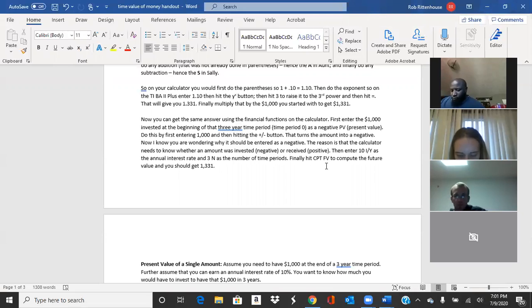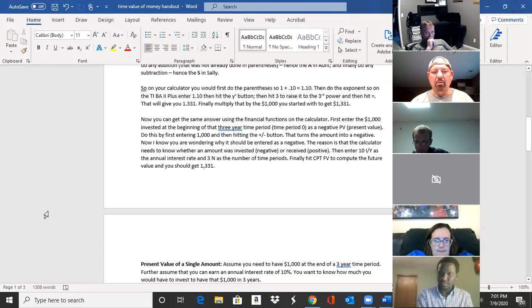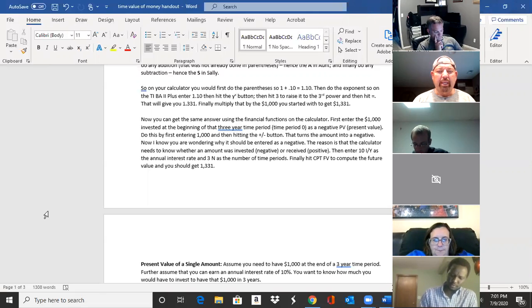Did everybody get that? Repeat the step after the IY. After the IY, you put in 3 N for the number of time periods. N is the third button down on the left column. Then hit compute in the upper left-hand column, then FV, which is the right-hand column, third button down.